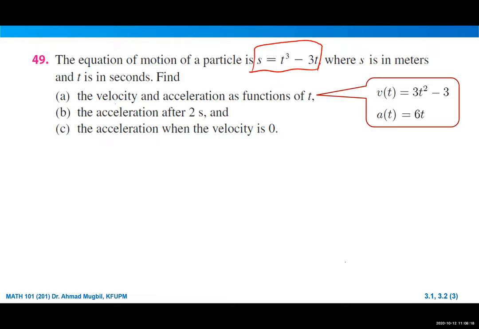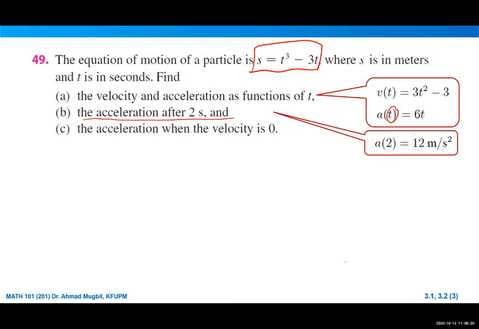It is 6t. Now let's go to part C. In part B, the acceleration after 2 seconds, you will just evaluate the acceleration when t is 2. So you will just put here t equals 2.